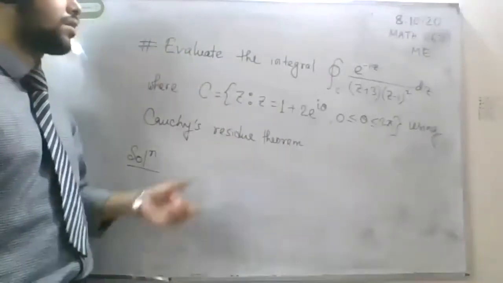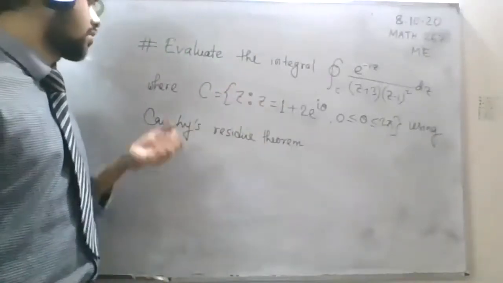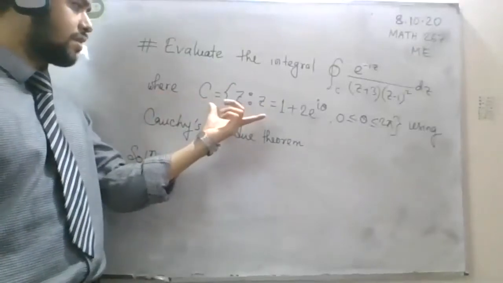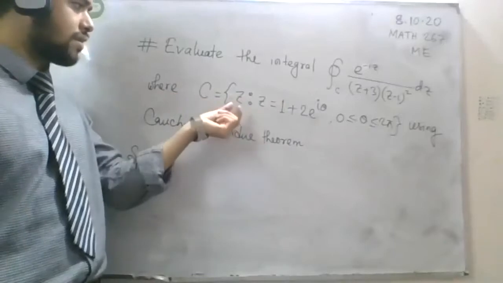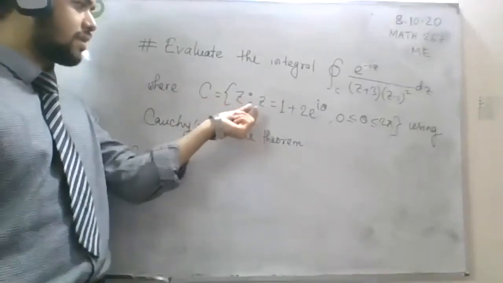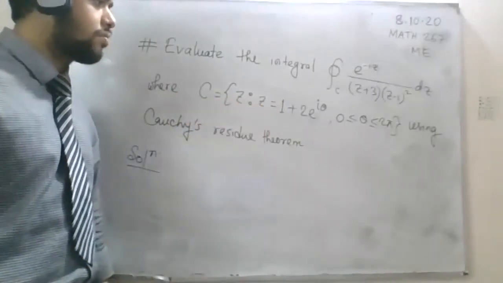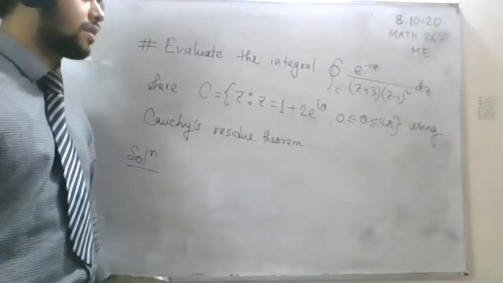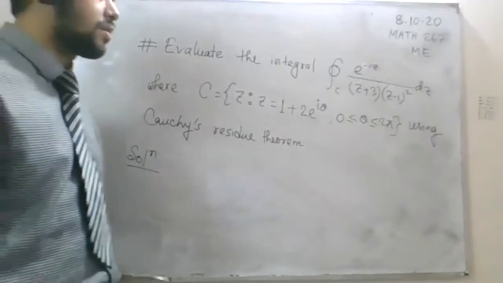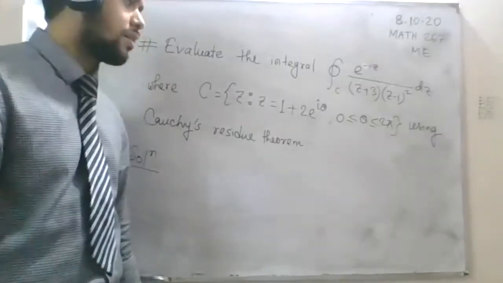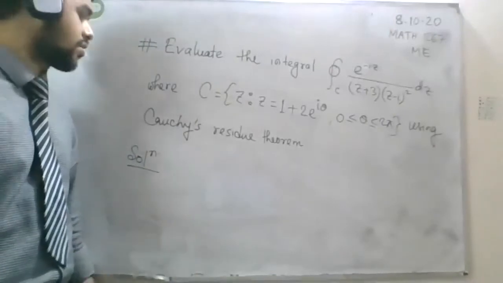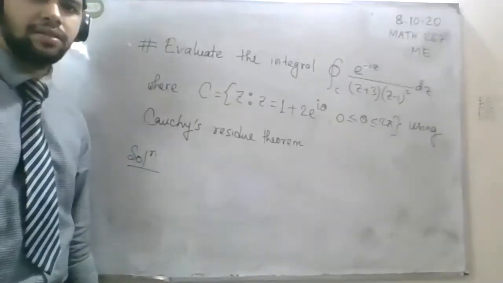Here is our problem. Evaluate the integral, where C is the circle given by the set of z such that z equals 1 plus 2 e to the power i theta, where the limit is 0 less than or equal to theta less than or equal to pi.